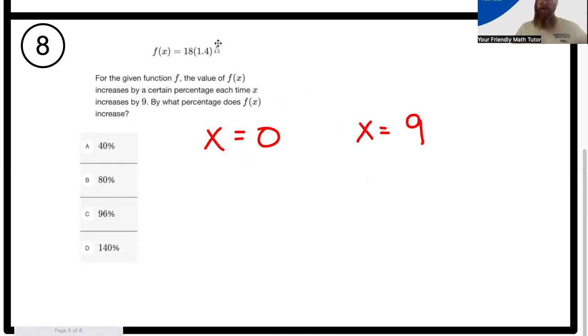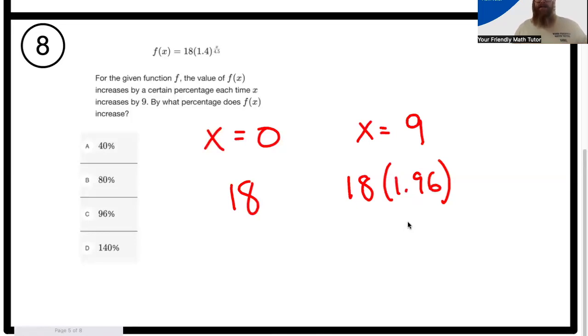Well, when I plug in 0, 1.4 to the 0 is 1. You just get 18. Now, when I plug in 9, I wouldn't figure out the whole thing in a calculator. What I would do is leave the 18 there. When I plug in 9, 9 over 4.5 is 2. I would just do 1.4 squared, and that is 1.96.